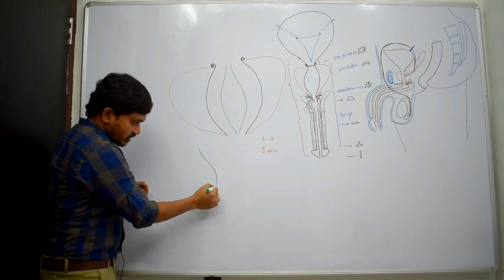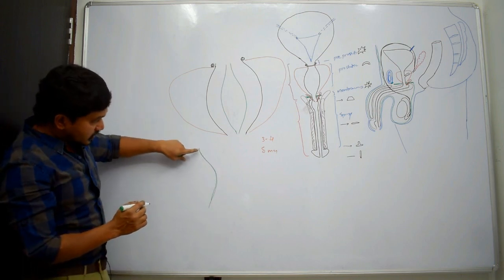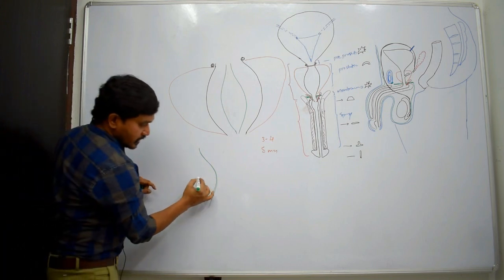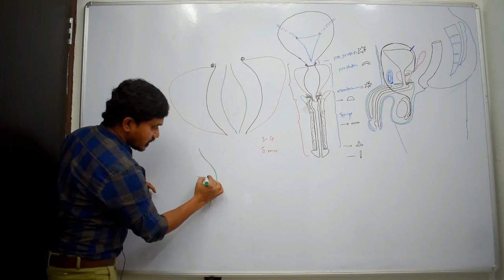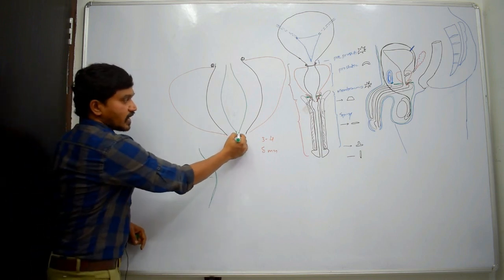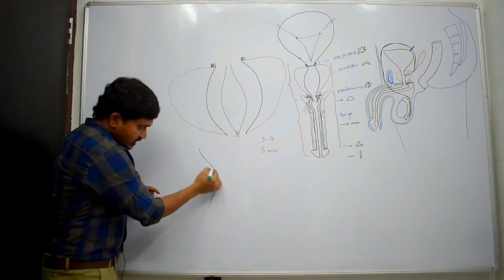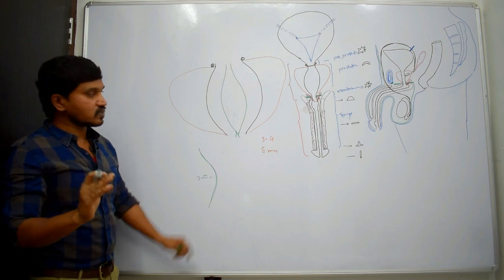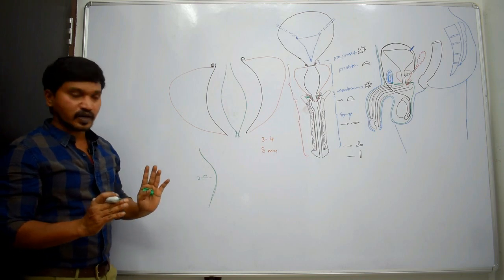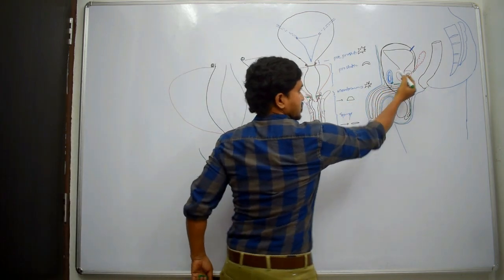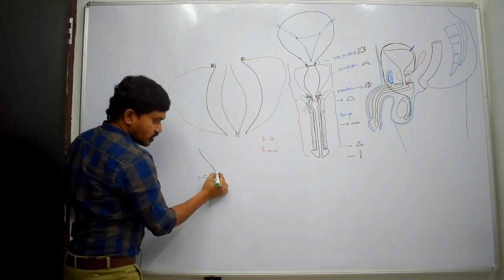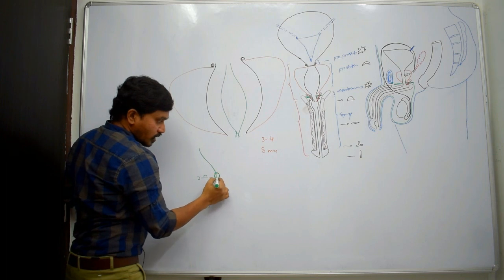So, this median longitudinal fold, from above downwards, the anteroposterior diameter goes on increasing up to the middle part. Right? Here it reaches 3 millimeters. Then from the middle part, it fades out by dividing into branches. So, this crest we are calling the urethral crest. So, this is the urethral crest, right? And here this is the urethral crest.